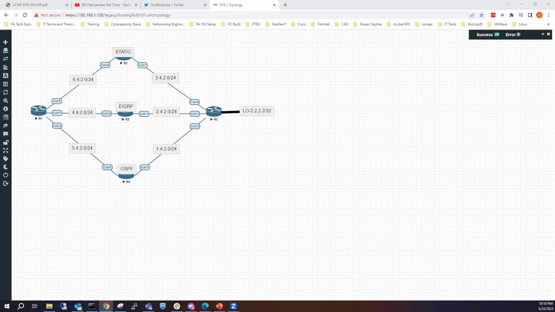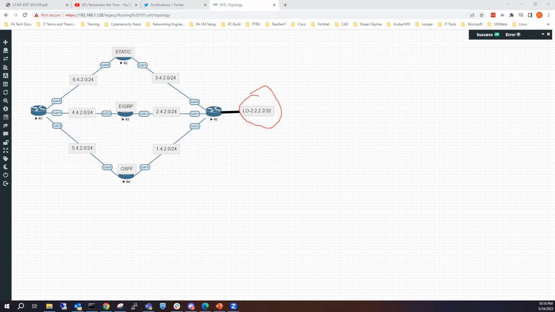All right, let's restart the recording. All right, guys, so we have our topology. We have our source device, R1. It is trying to reach the destination network 2.2.2.2/32, the host address for the loopback interface on R5.